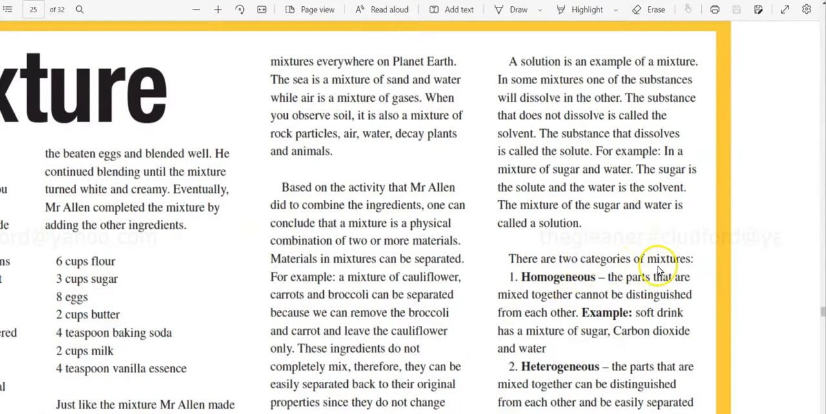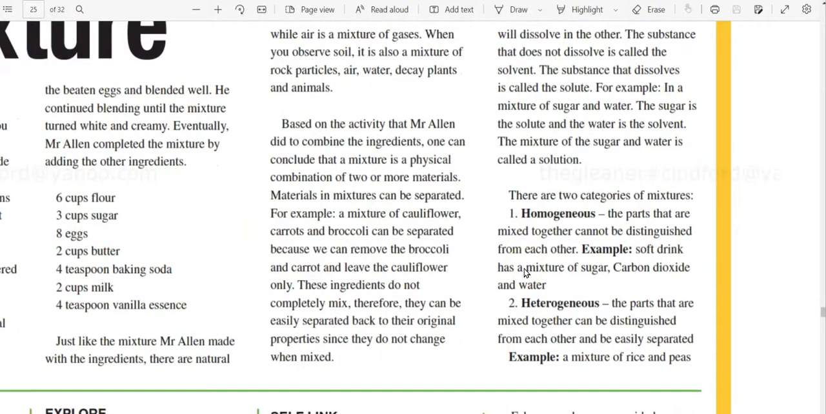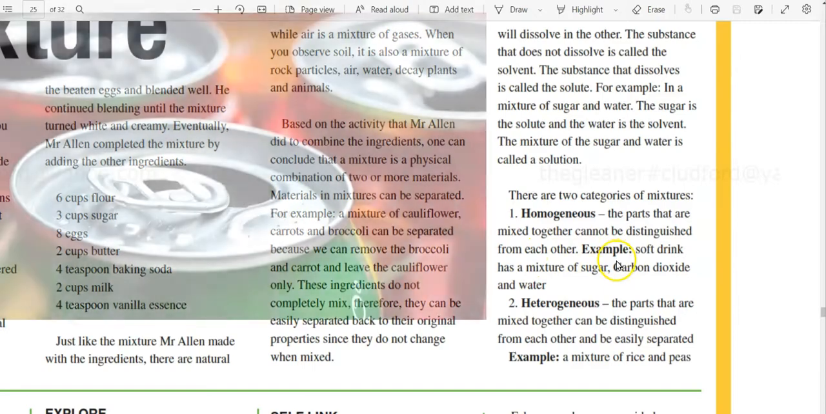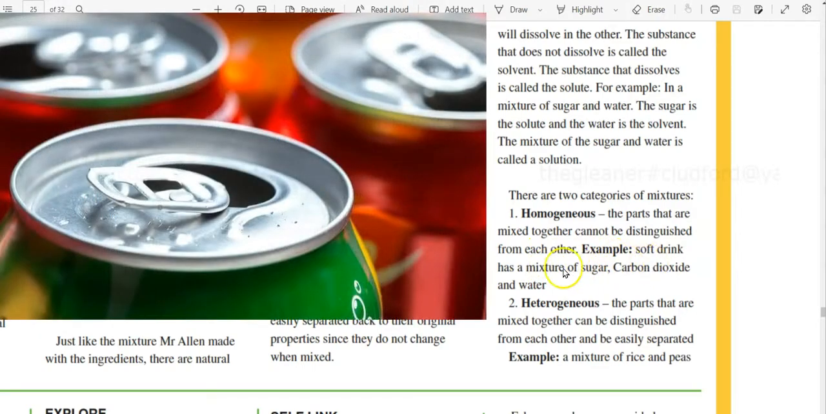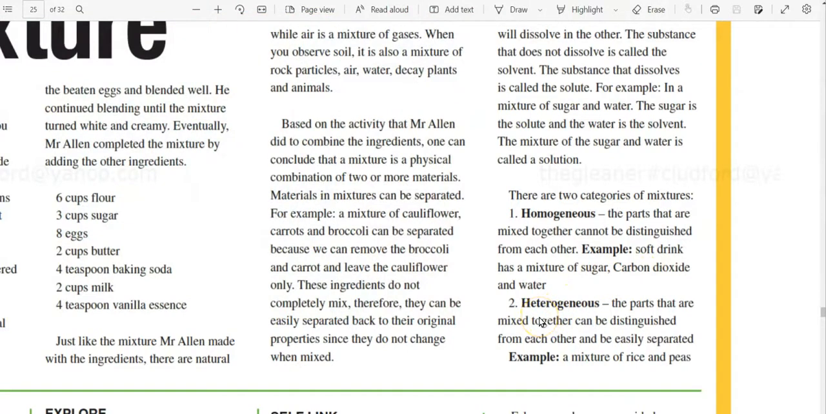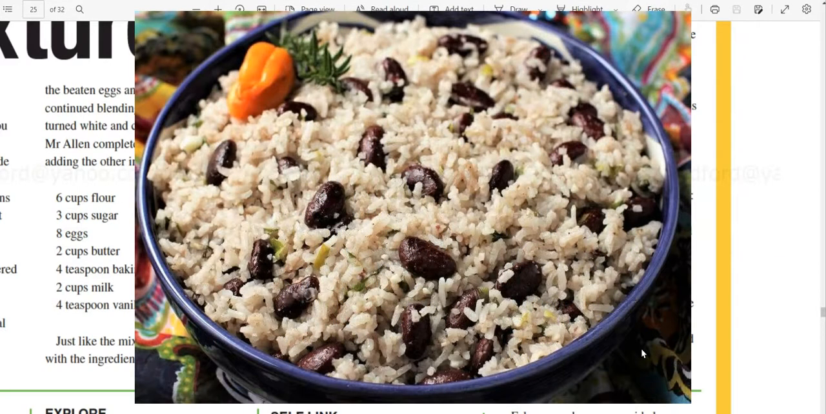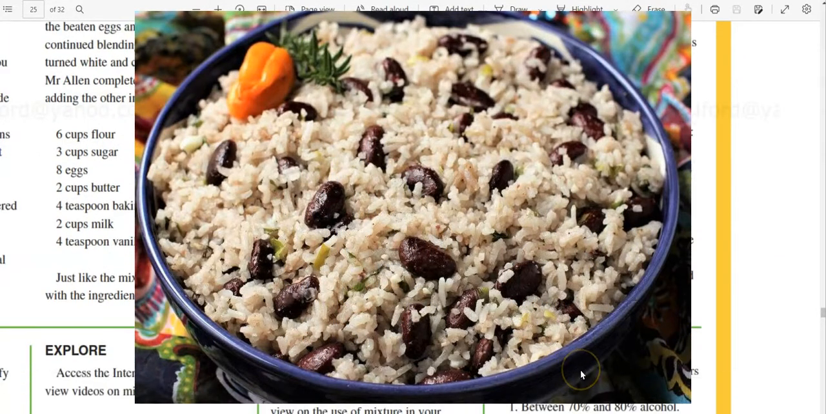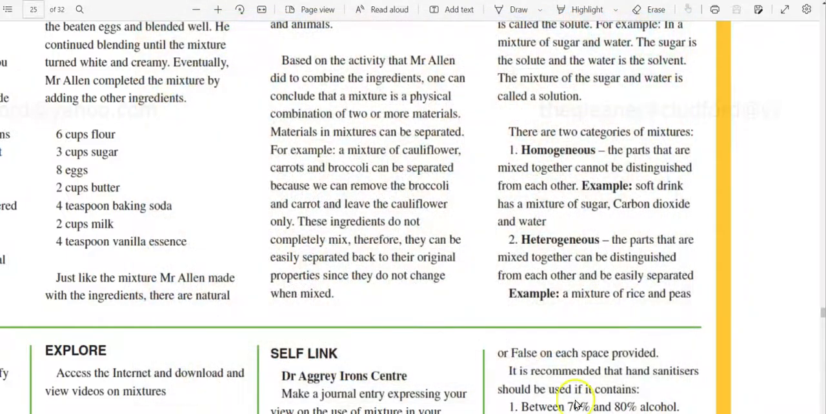There are 2 categories of mixtures. One, homogeneous, that is, the parts are mixed together and cannot be distinguished from each other. For example, soft drinks are a mixture of sugar, carbon dioxide, and water. Then we have heterogeneous mixtures. The parts are mixed together and can be distinguished from one another and are easily separated. For example, a mixture of rice and peas.